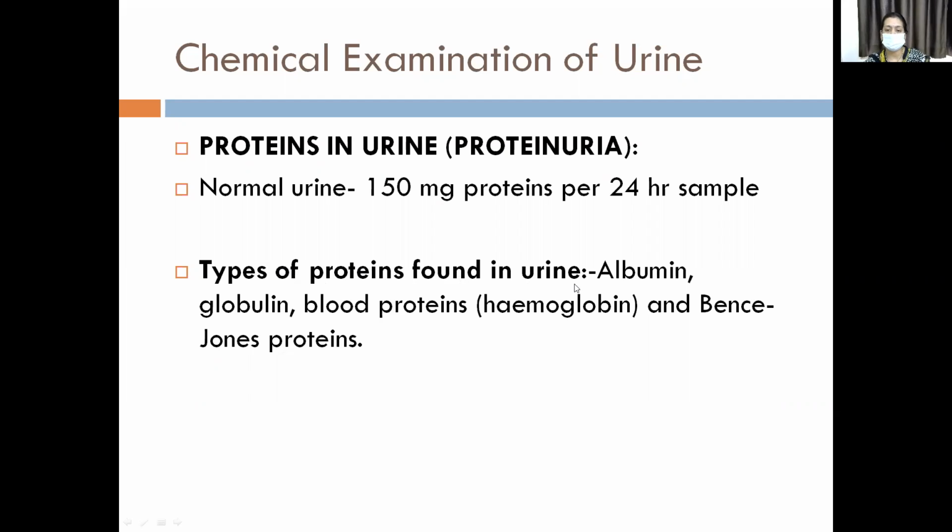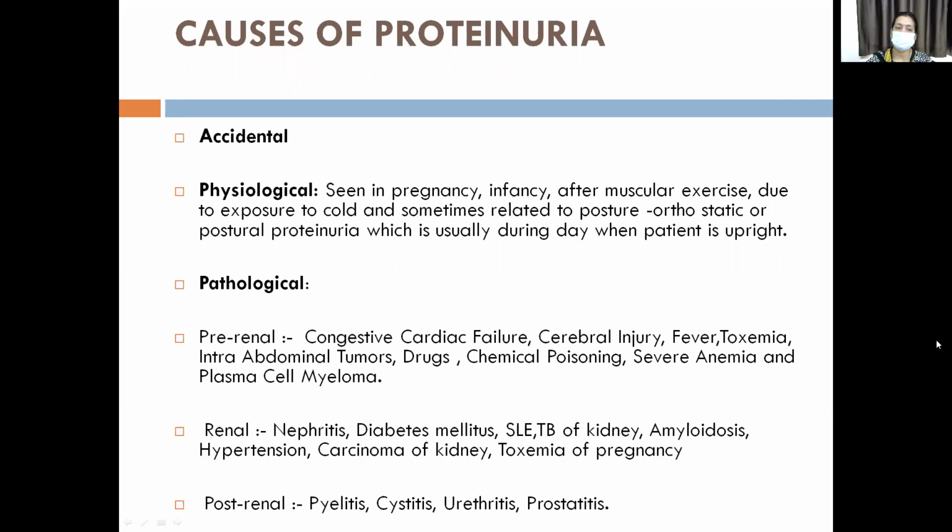So the types of proteins found are albumin, hemoglobin, Bence-Jones proteins. Causes of proteinuria can be accidental, then physiological, seen in pregnancy, infancy, muscular exercise, after cold, postural, orthostatic. Then pathological, pre-renal causes. That means there is some pre-renal production happening, something like plasma cell myeloma, some tumors producing the proteins. So they are in excess, they have to be moved out. So that is pre-renal causes.